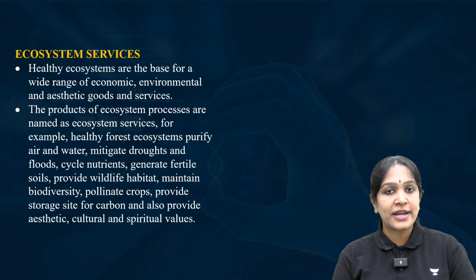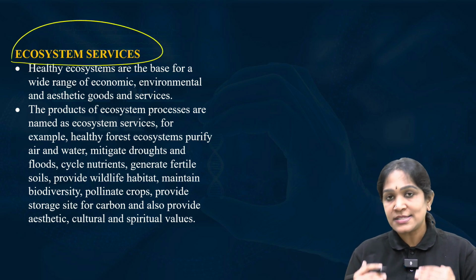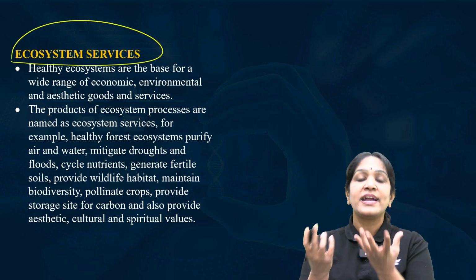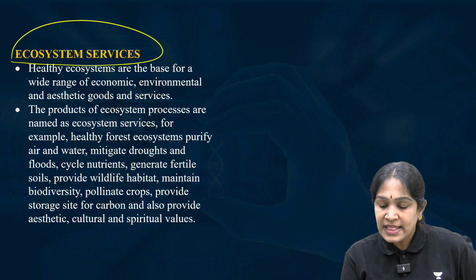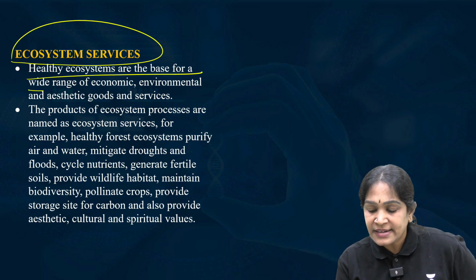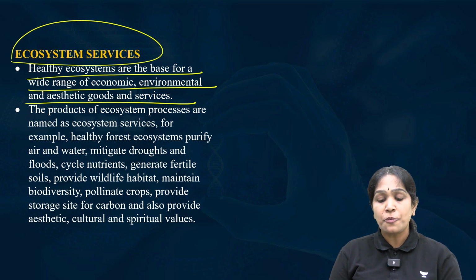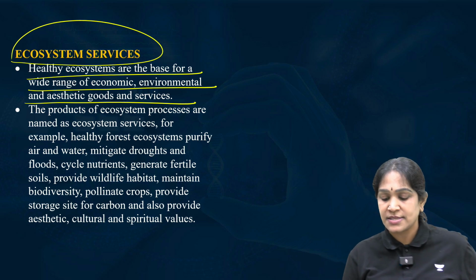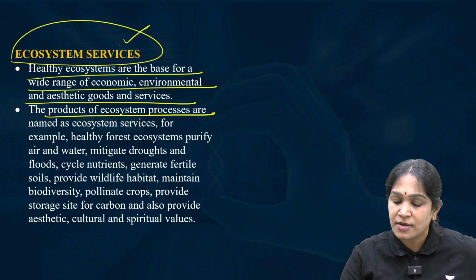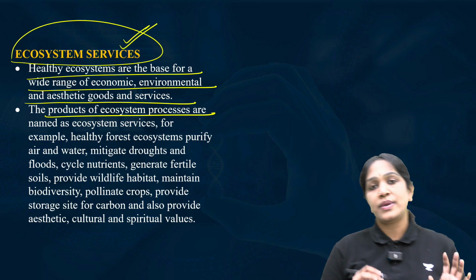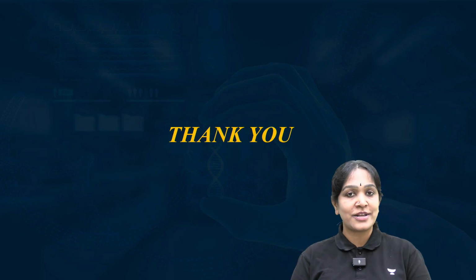The last topic in today's session is ecosystem services. Ecosystem services means the services provided by the ecosystem to us. For example, a healthy ecosystem is the basis for a wide range of economic, environmental and aesthetic goods. How beautiful the forest is, all those things. The products of the ecosystem or the ecological processes are called ecosystem services. So that's all about the ecosystem. This is what I wanted to discuss.